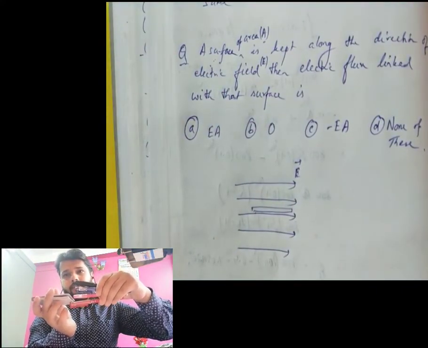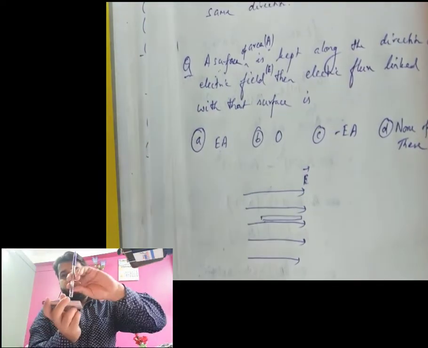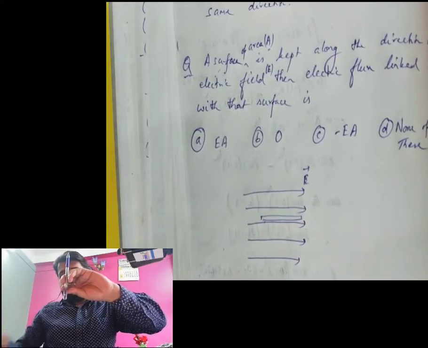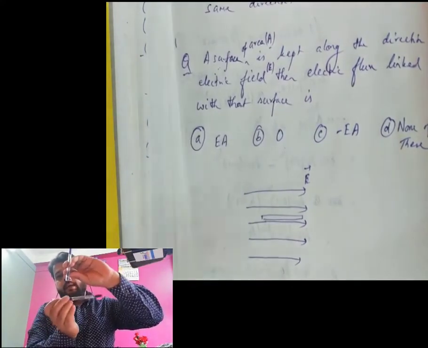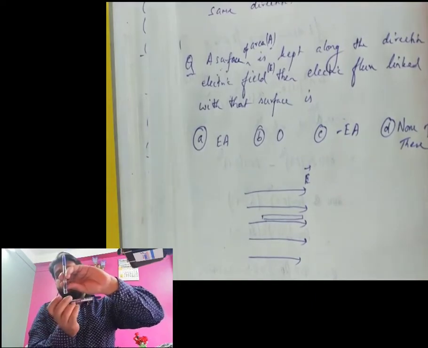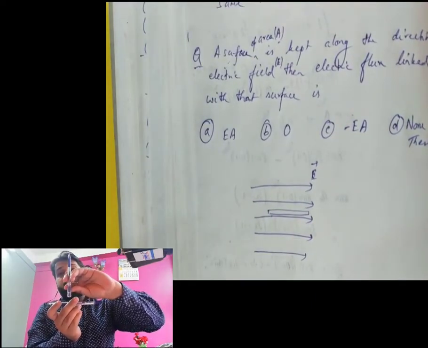So the first thing which we have to make out is the area vector. So what is the area vector? It is perpendicular to the surface. It means it is perpendicular to the electric field. Electric field was in this direction and the surface is along it, so the area vector is this. So electric field and area vector are perpendicular to each other.